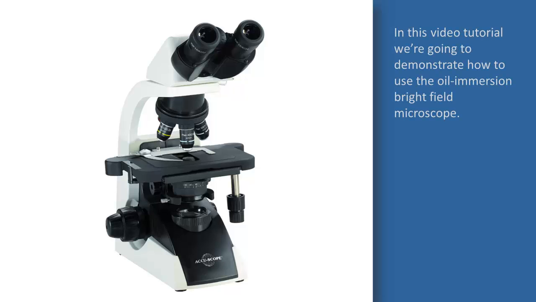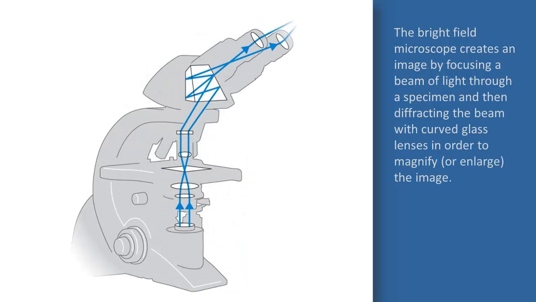In this video tutorial, we're going to demonstrate how to use the oil immersion bright field microscope. The bright field microscope creates an image by focusing a beam of light through a specimen, and then diffracting the beam with curved glass lenses in order to magnify or enlarge the image.